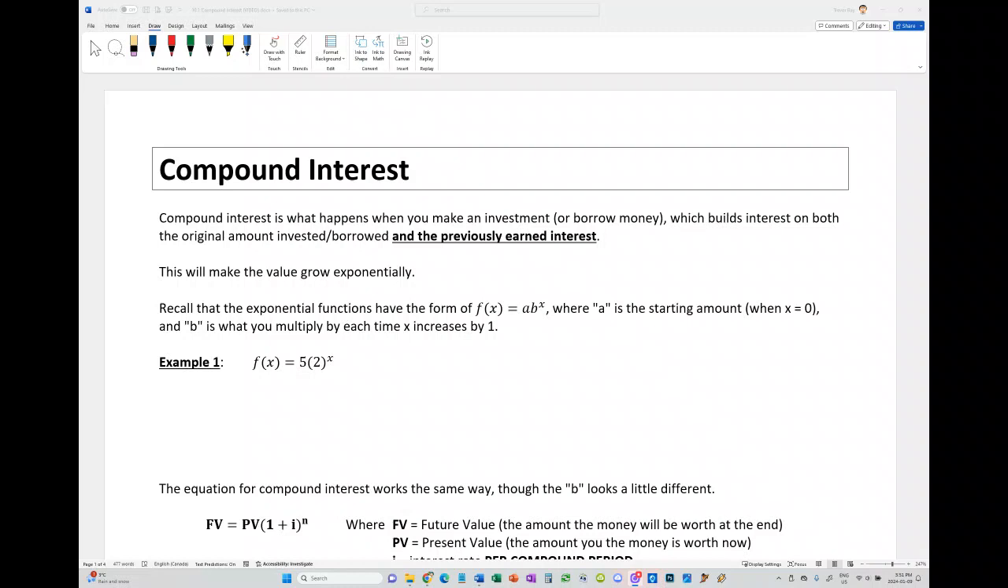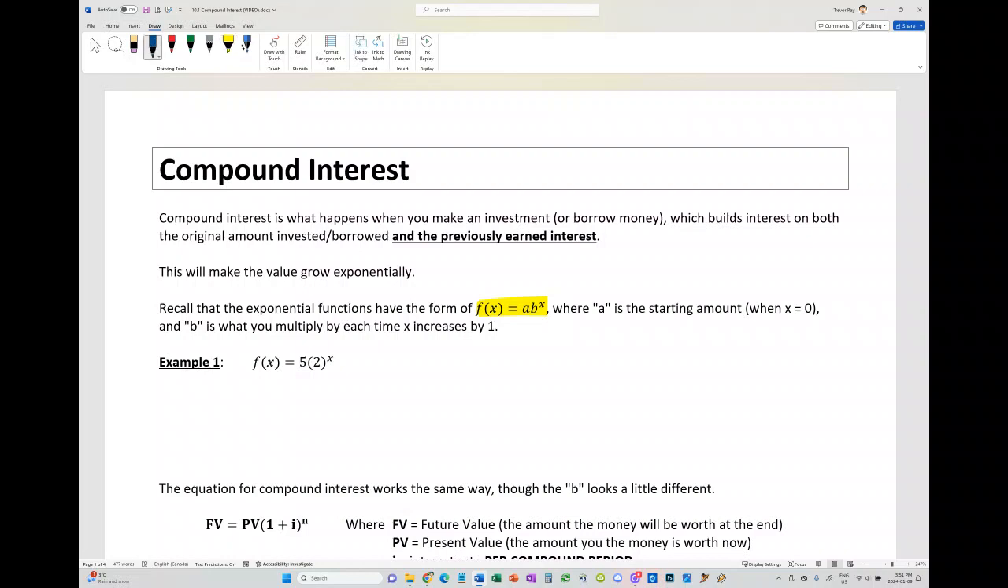Now, because it is an exponential thing, we're going to be using something that looks a lot like the exponential equations that we've already seen. You probably recall that an exponential function is of that basic form, where a is the starting amount and b is the base by which we're going to increase every time x increases by 1.